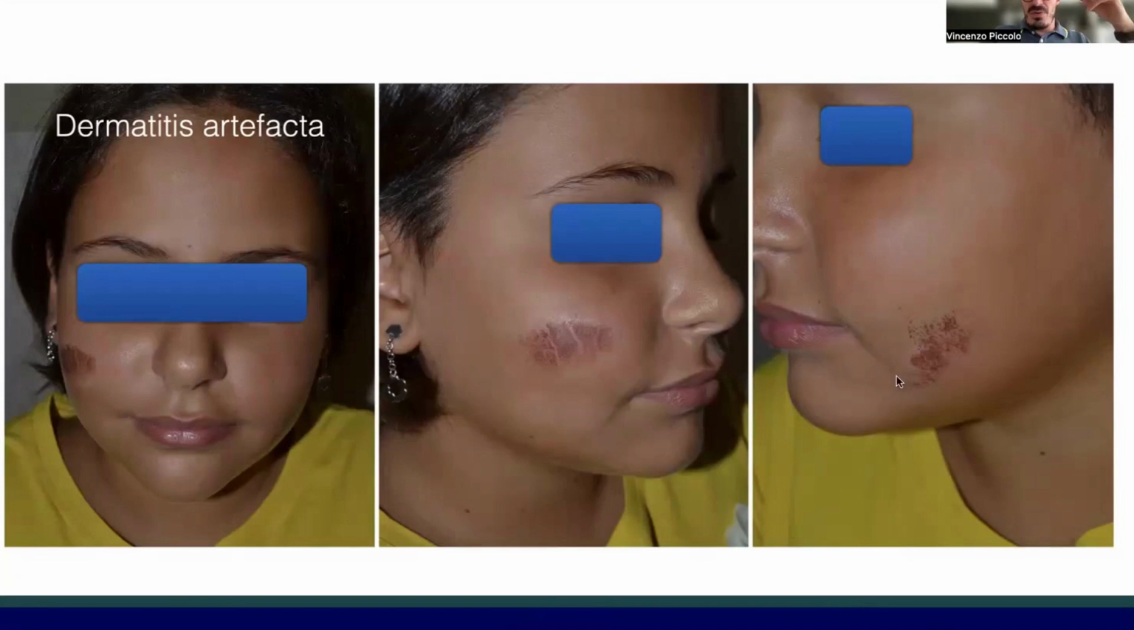And it's very important for us to be aware of this condition, to promptly recognize it and to send this patient to the psychiatrist to correctly treat the mental condition that is at the basis of this skin condition, which is usually self-provoked but not told by the patient himself.